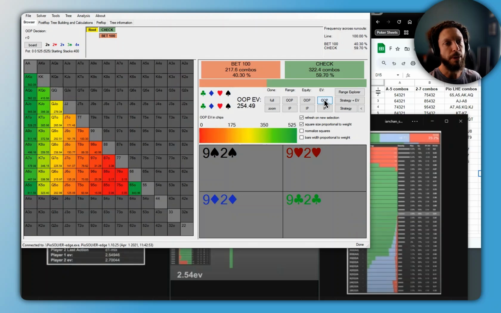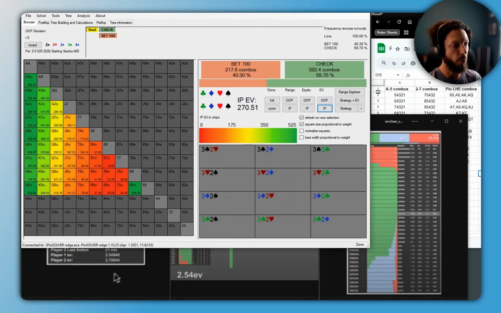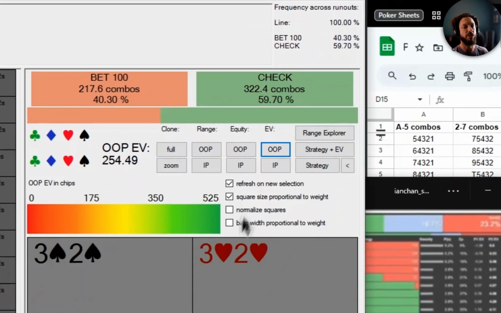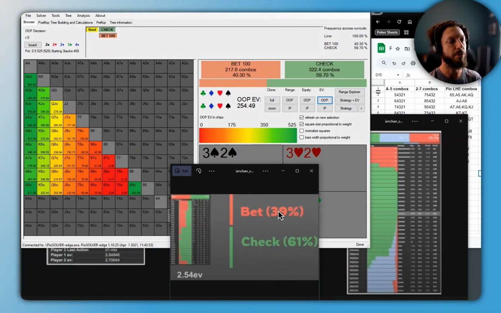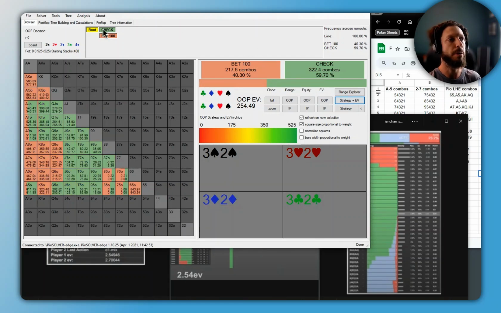EV of OOP player, 254, which is 2.54. I'm using a $100 big bet in a $525 pot. IP 270. So we can see that these are approximately equal, maybe a slight deviation, but basically the same. What about strategically? For the out-of-position player, he has 39% bet, and we can look at the shape of the river betting, which means how the hands fare as you go from best to worst in his solver, versus how we can look at the strategy for the OOP player here in my PioSolver version of this.